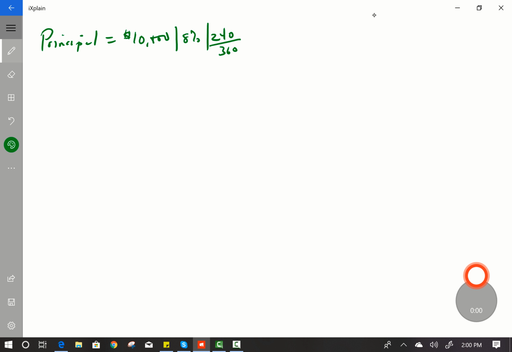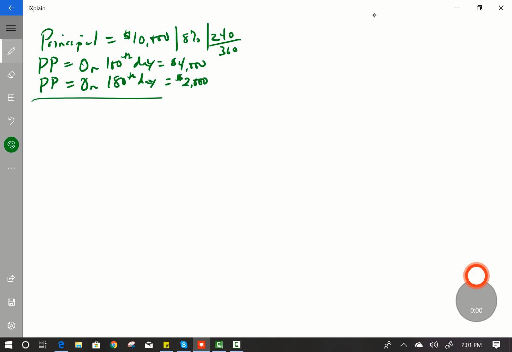Okay, we're going to make a partial payment. I'll put PP for partial payment, and the first one is on the 100th day, and that amount is, a partial payment is going to be $4,000. And then another partial payment is made on the 180th day. And that partial payment is equal to $2,000. Okay, so that is what we're going to base everything upon in this particular problem.